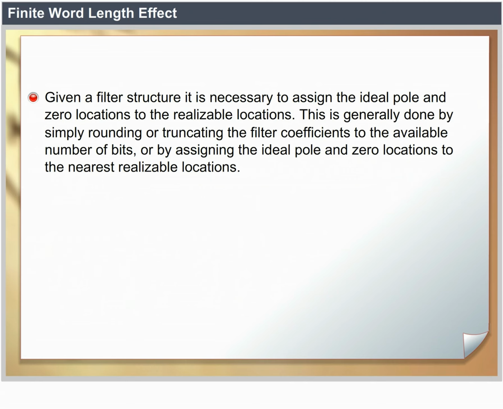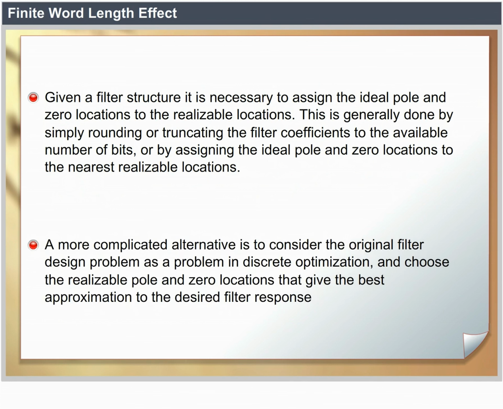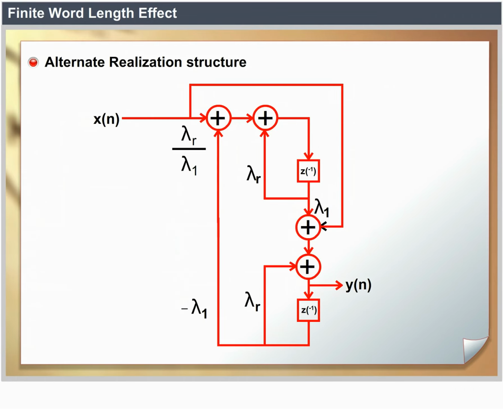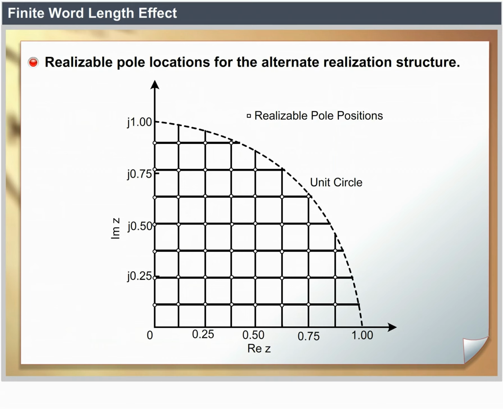A more complicated alternative is to consider the original filter design problem as a problem in discrete optimization and choose the realizable pole and zero locations that give the best approximation to the desired filter response. Alternate realization structure. Realizable pole locations from the alternate realization structure.